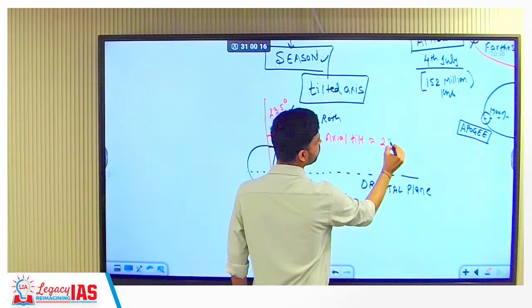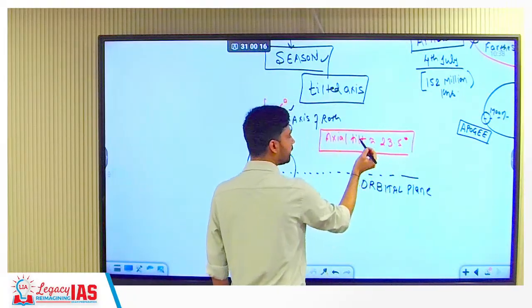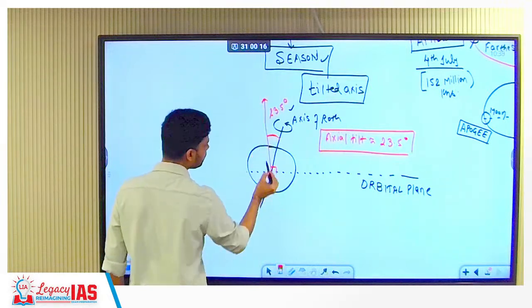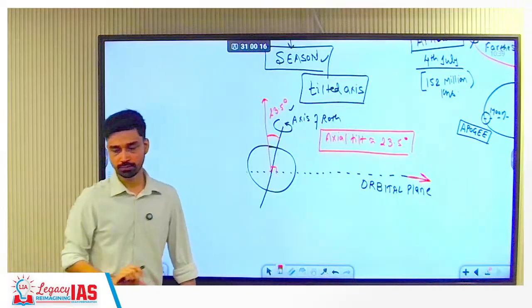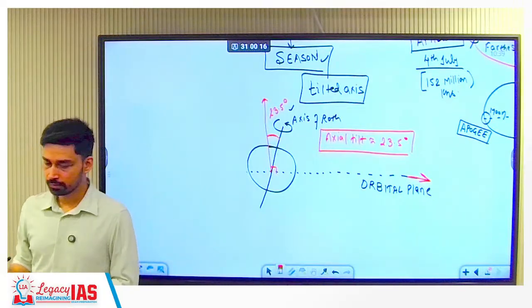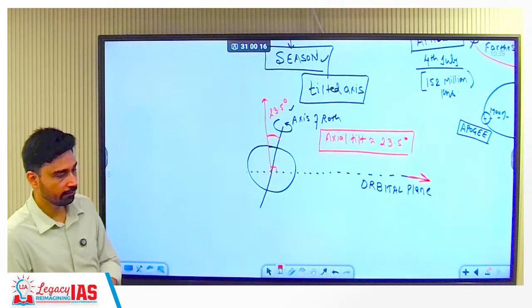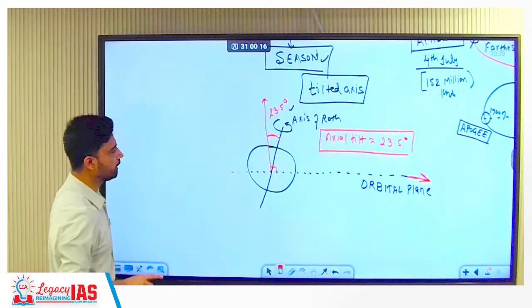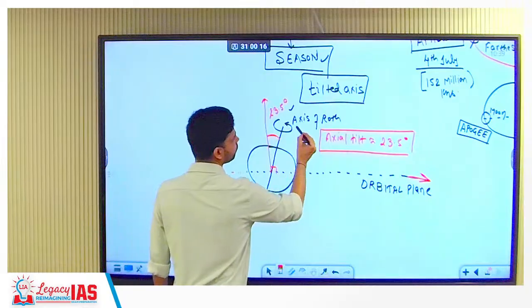Thus we can say that the axial tilt of earth, what is the value of axial tilt of earth? It is 23.5 degrees. So earth's axis is tilted by 23.5 degrees from the perpendicular drawn to the orbital plane of the earth. That is how the axial tilt of the earth is defined geographically. A very simple diagram, you can quickly draw it: orbital plane, perpendicular and the axis of rotation.